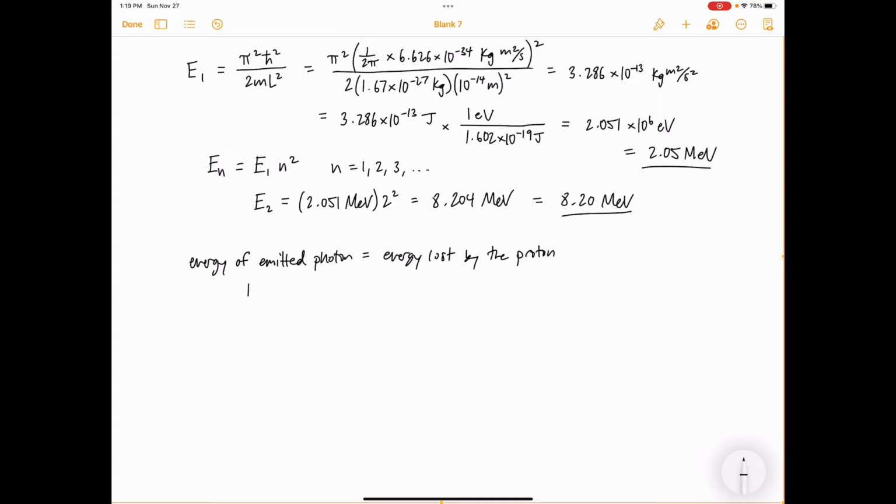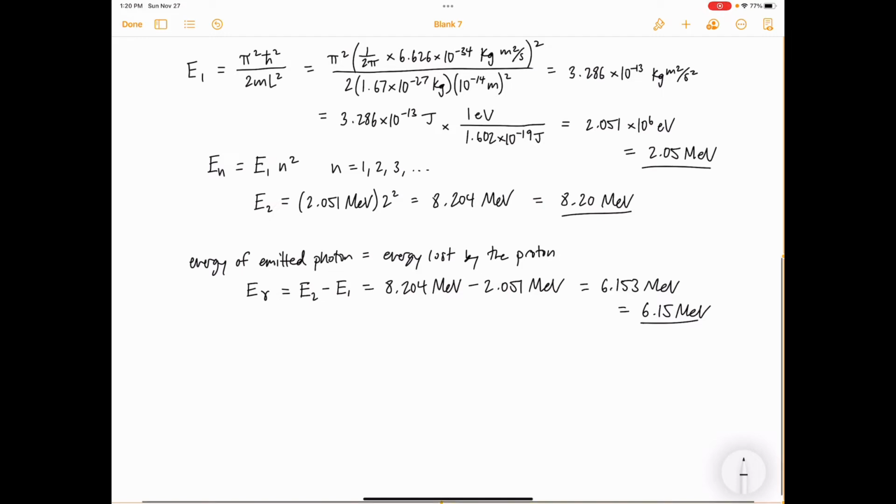So the energy of the emitted photon, I'm going to call that E gamma. And E gamma should be equal to the difference between energy level 2 and energy level 1. So E2 minus E1. This gives us 8.204 MeV minus 2.051 MeV, which works out to 6.153 MeV, or 6.15 MeV to round it off. So that's how much energy this photon is carrying away.